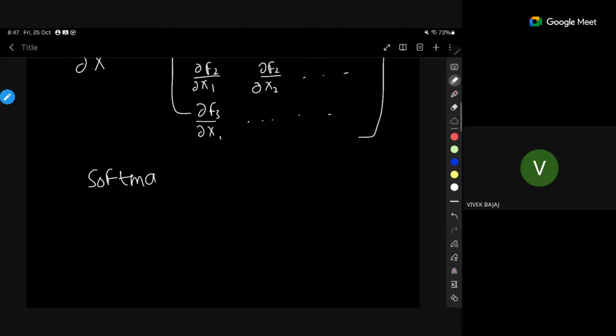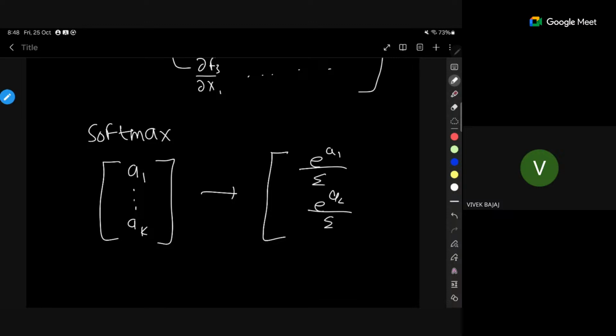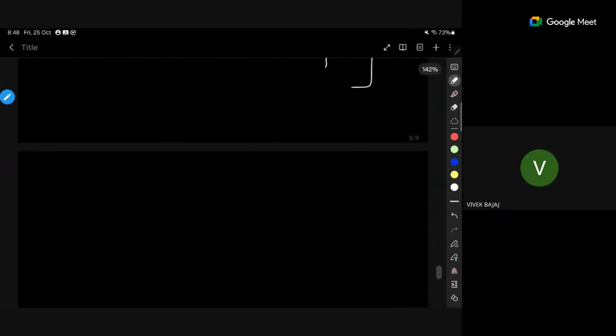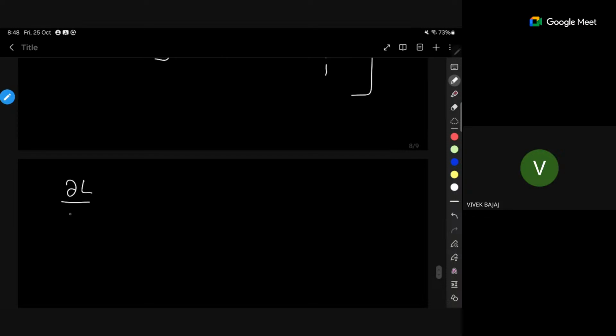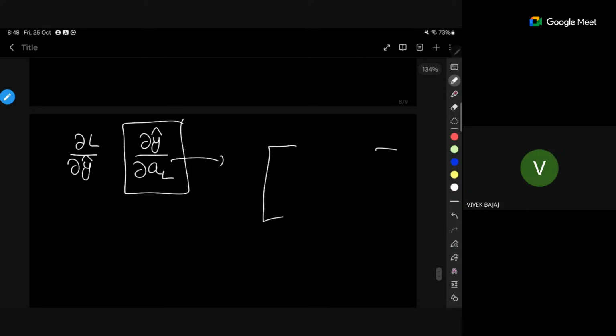But we kind of ignore that we have a1 to ak. Then we figure out what is h, right? So it's going to be a1 by summation, a2 by summation, and so on, correct, till ak. Then when we do, let's say, ∂L/∂ŷ and ∂ŷ/∂a_l, this term is actually a matrix. Okay? This term is actually a matrix.